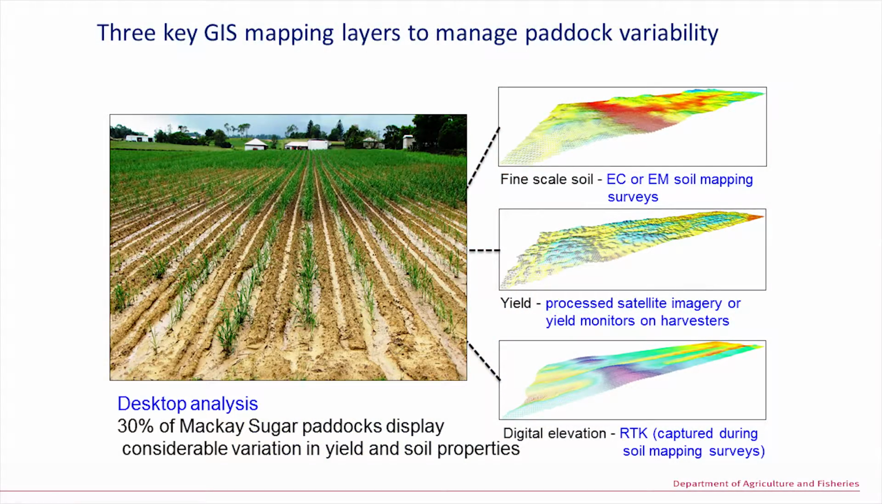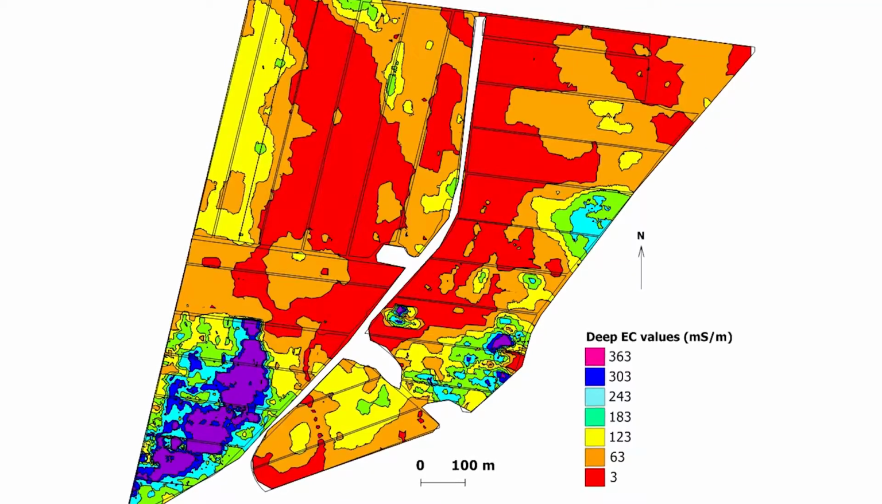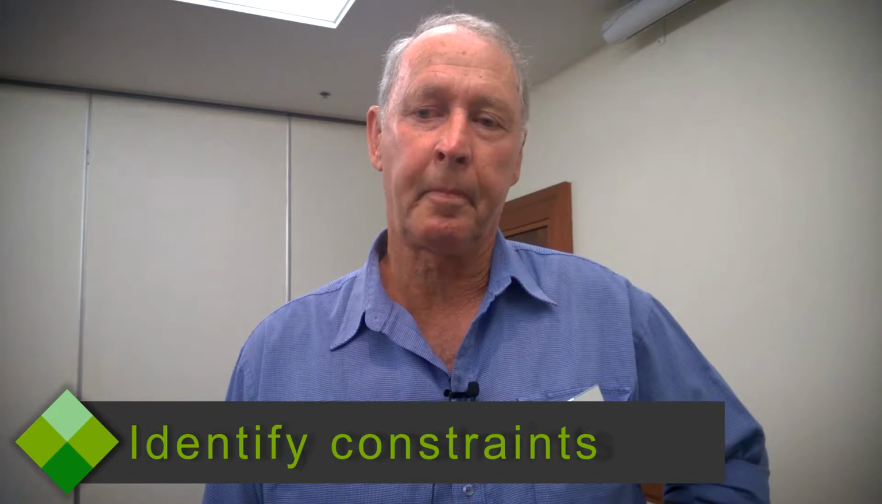And to do that, we've accessed three key GIS mapping layers. The first one being a fine-scale soil survey mapping system, which is EC or EM mapping data, and also using processed satellite imagery as well as digital elevation mapping layers. By utilizing those mapping layers, we're able to use those patterns to direct where we should be doing soil testing and interrogation of these different patterns to actually determine what the constraints to yield are in particular defined zones.